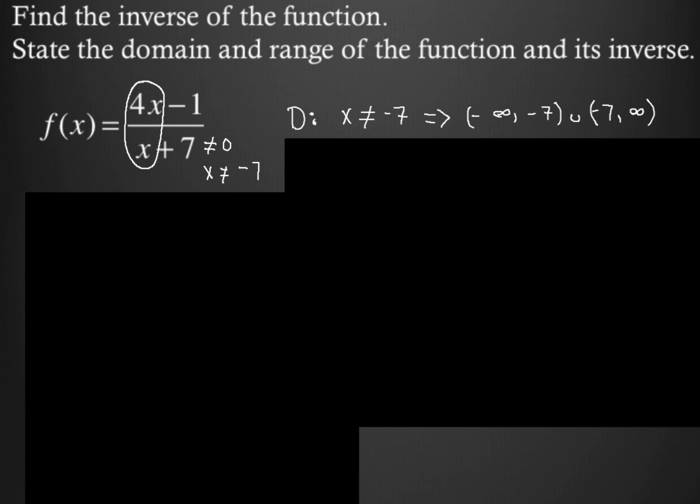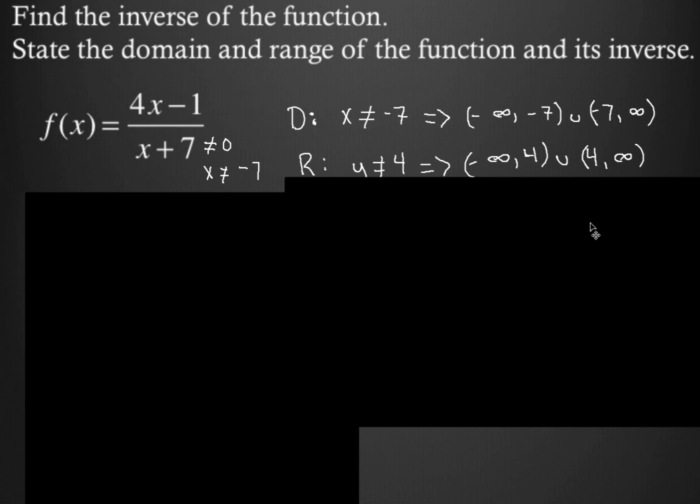Now what you're going to do to find the range for the original function is take the ratio of those 2 if the degrees are the same. And in this case, the degrees of 4x and x, both of those have an exponent or a degree of just 1.